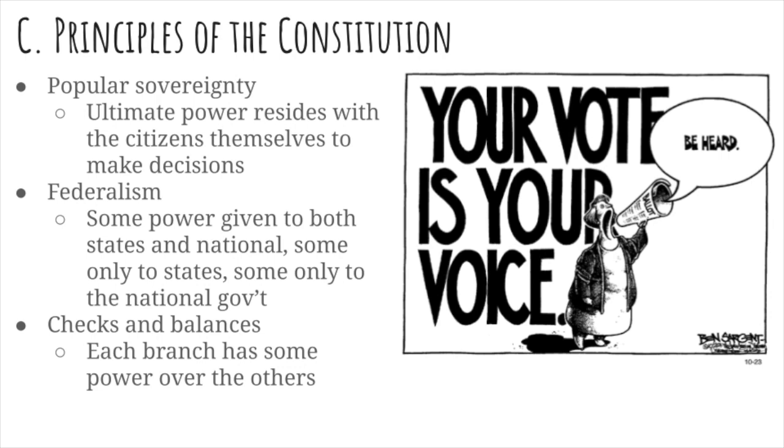The last major principle that I want you to know from the Constitution is the concept of checks and balances. And basically what this means is that each of the 3 branches of government, the legislative branch, the executive branch, and the judicial branch, each has some kind of power over the other 2 branches. You need to be able to provide an example of some kind of check that every branch has over the other 2. For example, the executive branch can veto laws passed by Congress, so that's a check that the executive has over the legislative. A check that the executive has over the judicial branch would be that it gets to appoint the Supreme Court justices.